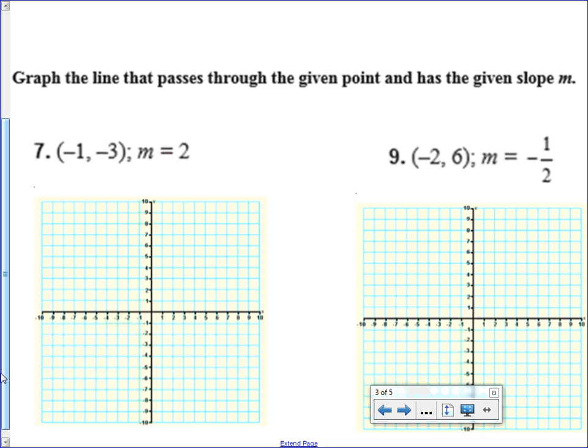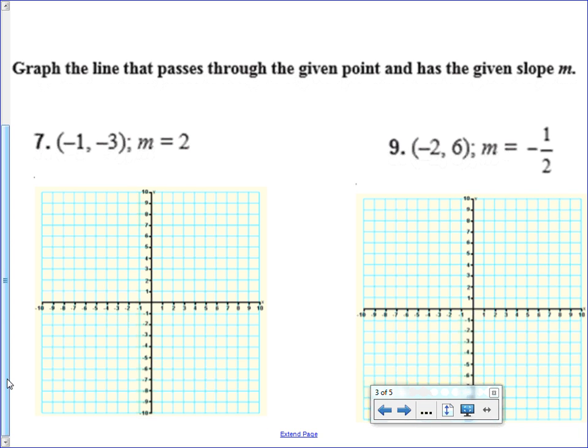Well, I know for sure this point is going to be on the line, negative 1, negative 3. So I start with my point, and then I think back to what the slope is telling us. If the slope is 2, that's like a rise of 2, a run of 1. So I simply go up 2 over 1, up 2 over 1, up 2 over 1. So that forms this line right here.